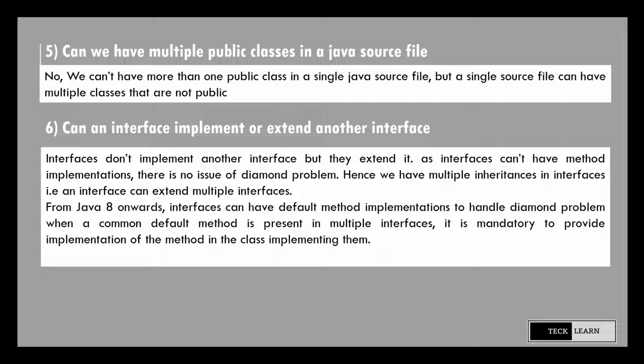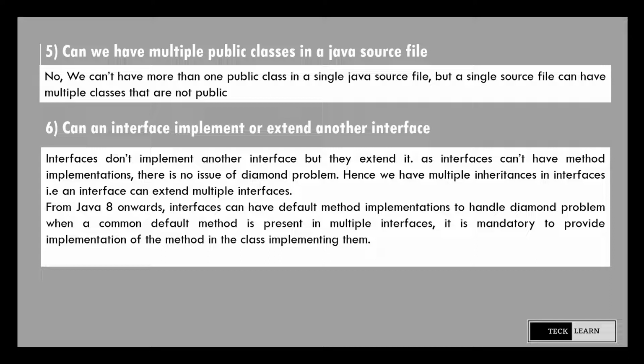6. Can an interface implement or extend another interface? The answer is, interfaces don't implement another interface but they extend it. As interfaces can't have method implementations, there is no issue of the diamond problem. Hence we have multiple inheritance in interfaces, that is, an interface can extend multiple interfaces.